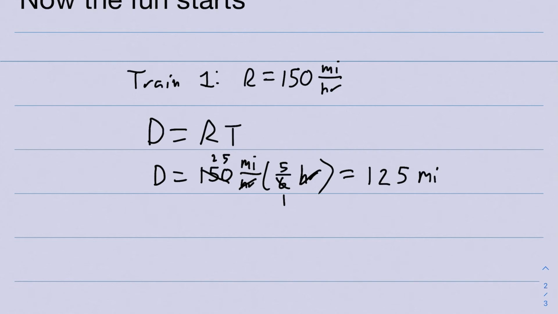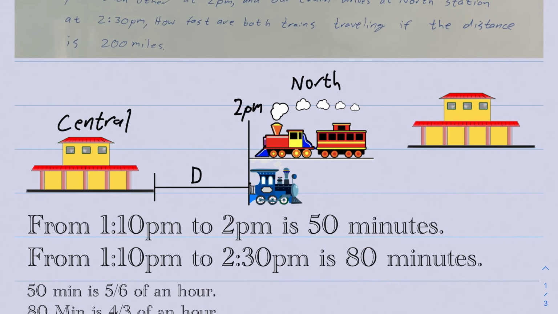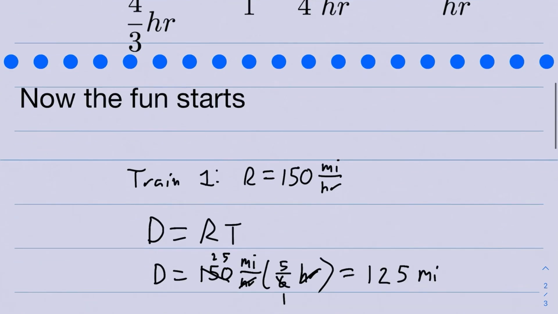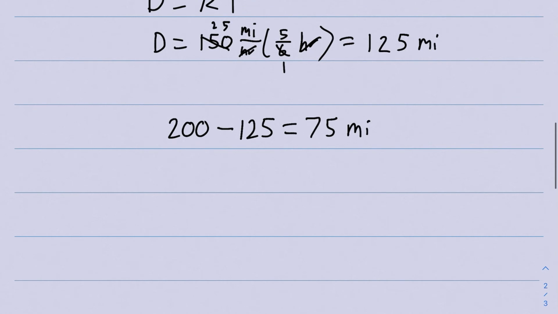So now we know the distance traveled by my train. We know the total distance from here all the way to here is 200. So for the other train, we take 200 and subtract the distance my train has traveled. The other train must have traveled that distance, or 75 miles. It's been traveling the same amount of time. It's been traveling for 50 minutes, but it's only traveled 75 miles in that time.